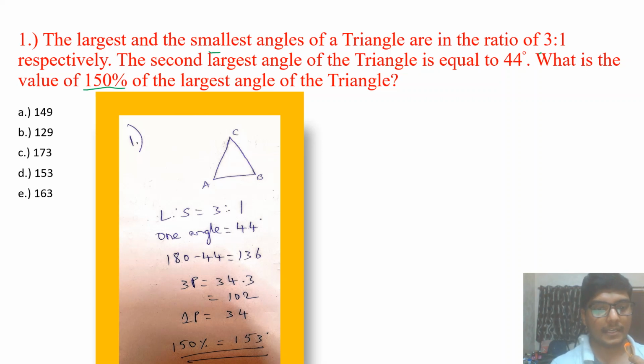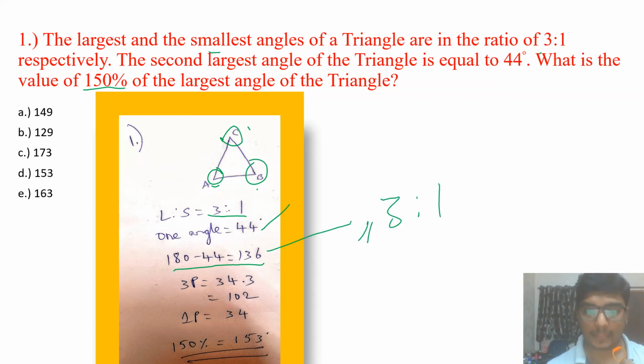This is the triangle ABC. The largest and the smallest angles are in the ratio of 3 to 1. One angle is 44 degrees, as we discussed. We all know that the sum of angles A, B, C is equal to 180 degrees. 180 minus 44 equals 136 degrees. This 136 degrees is divided in the ratio 3 to 1, and at the same time, 3 plus 1, that is 4 parts, value is 136 degrees. 1 part value is 34.